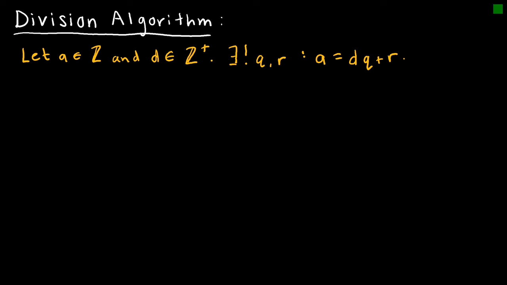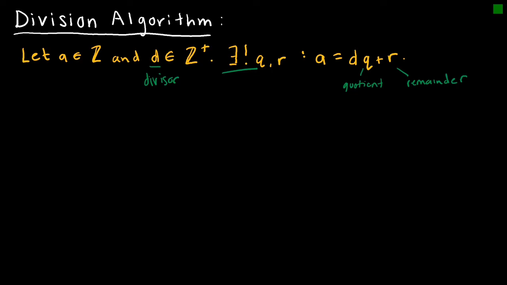This now brings us to the division algorithm. And the division algorithm says let A be an integer and D be a positive integer. Then there exist unique Q and R such that A equals DQ plus R. So essentially what we're saying is D is the divisor, Q is the quotient, and R is the remainder.